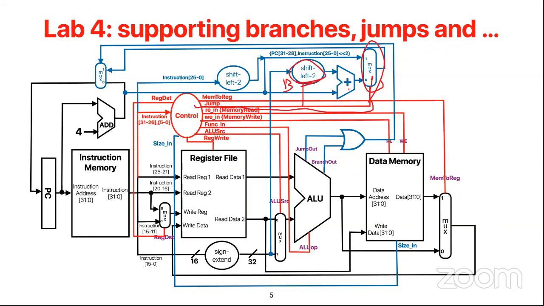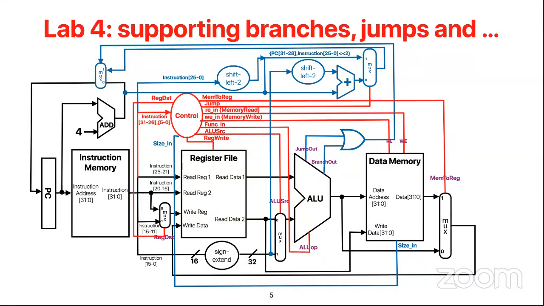If you are familiar with the standard of the MIPS instruction set architecture, you know the target PC is actually calculated by the current PC plus 4 plus the offset. The PC plus 4 comes from this adder. That's why we have this line.